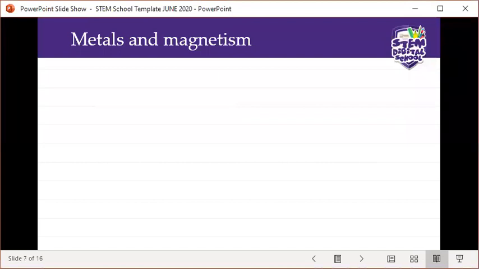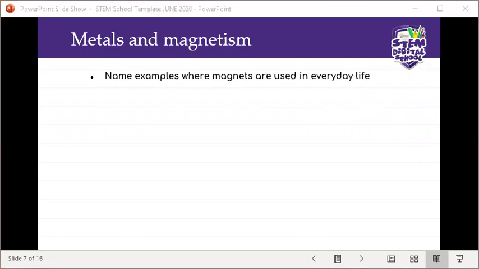So guys, let us look at metals and magnetism, all right? Firstly, it's a question out to everyone. All of you 10 students who are present, I will need you to answer this question for me. Can you name examples where magnets are used in everyday life? Examples of where magnets are used in everyday life.